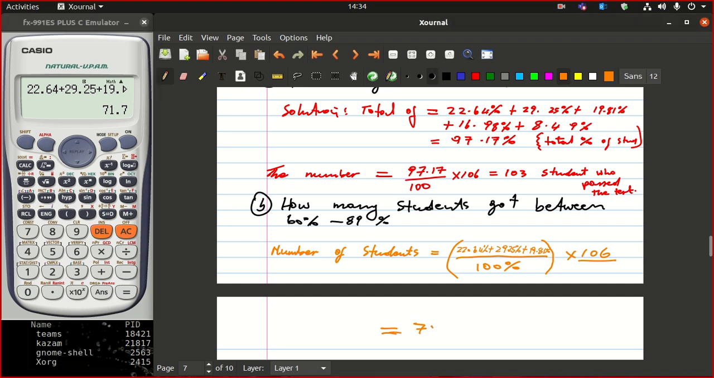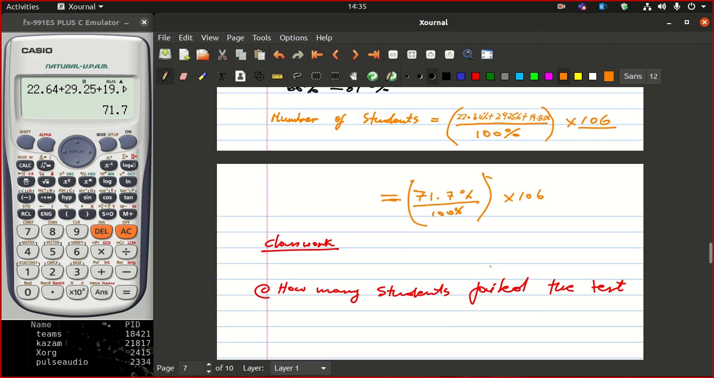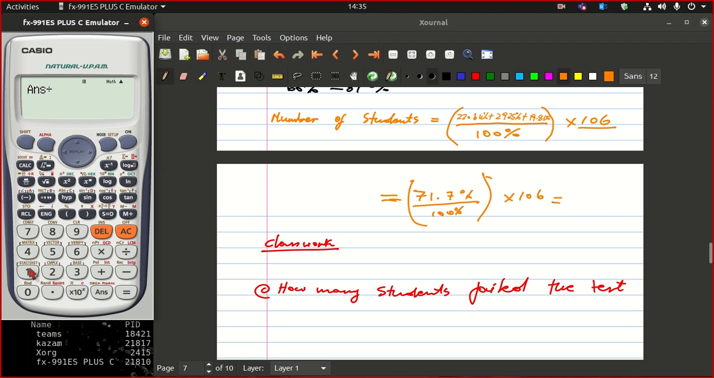So this is 71.7% all over 100%, which is the total percentage that we're supposed to have, and then multiply by 106. The answer that we are getting here is simply put as 71.7 divided by 100 times 106, and then the answer is 76. So I have a total of 76 students.